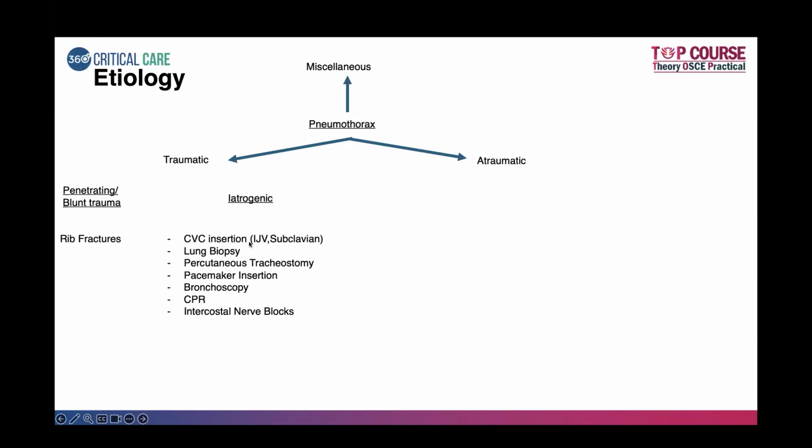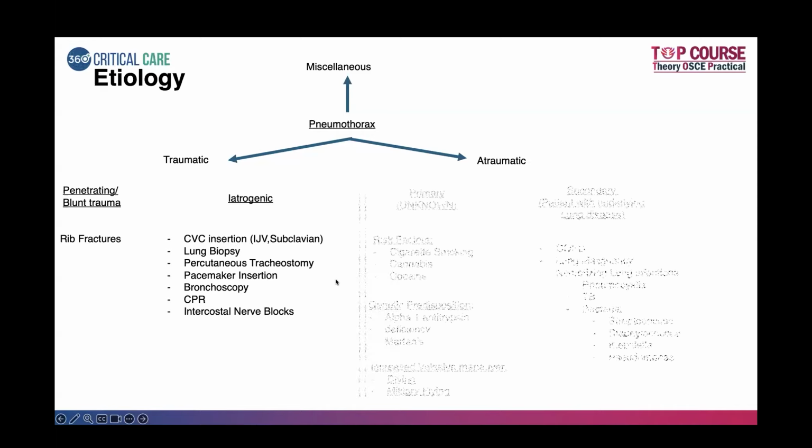It is pretty common. Then lung biopsy, percutaneous tracheostomy, pacemaker insertion, bronchoscopy, during CPR, and intercostal nerve blocks, and also another one that is missed is intrapleural nerve blocks. So all these can lead to pneumothorax.